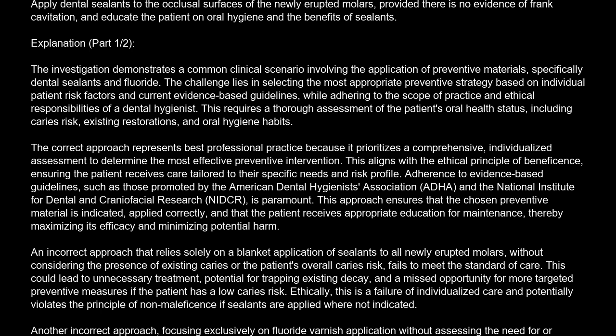This could lead to unnecessary treatment, potential for trapping existing decay, and a missed opportunity for more targeted preventive measures if the patient has a low caries risk. Ethically, this is a failure of individualized care and potentially violates the principle of non-maleficence if sealants are applied where not indicated.